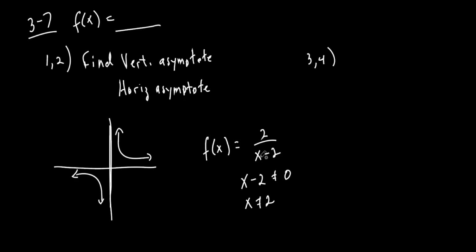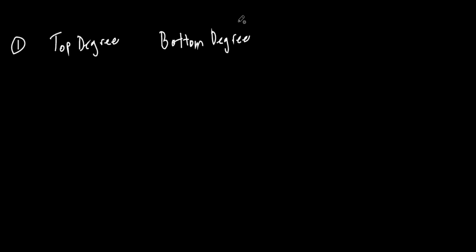What about the horizontal asymptote? Well, we had 3 things to remember. Let's review those 3 things. The first one, you're going to look at the degrees of the numerator and the denominator. Do you remember that? So if you look at the degree of the top, and you compared it to the bottom degree, if the top degree is less than the bottom degree, what does that mean?